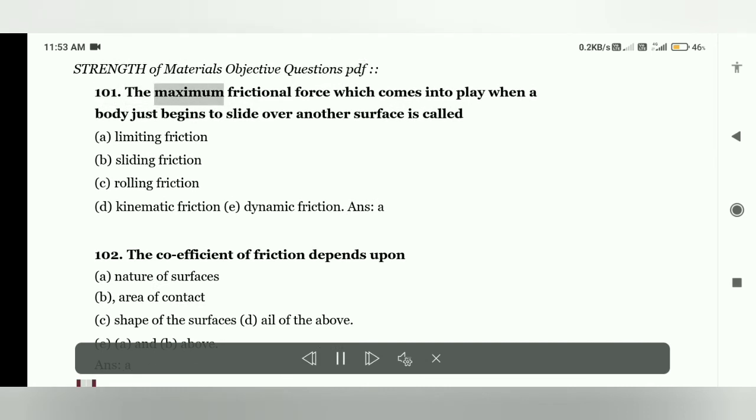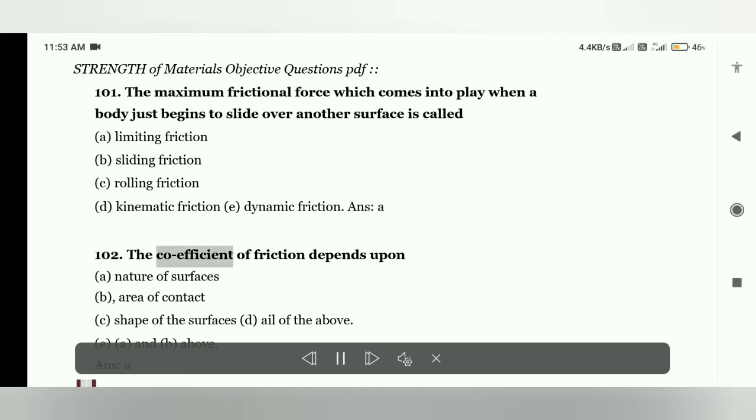101. The maximum frictional force which comes into play when a body just begins to slide over another surface is called: limiting friction, sliding friction, rolling friction, kinematic friction, E, dynamic friction. Answer A.